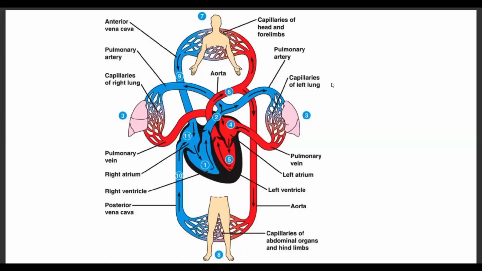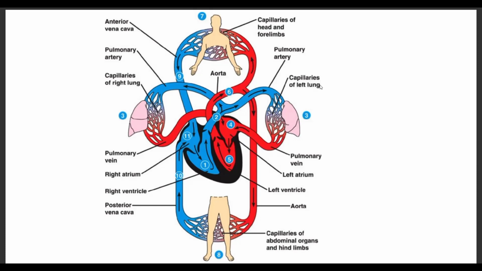Basic plan of the human blood circulatory system. Now here this is the heart. You can see the 4 chambers: right atrium, right ventricle, left atrium, left ventricle. And you can see the superior vena cava and inferior vena cava, which you can call anterior and posterior. Then the pulmonary vein and pulmonary artery are visible.